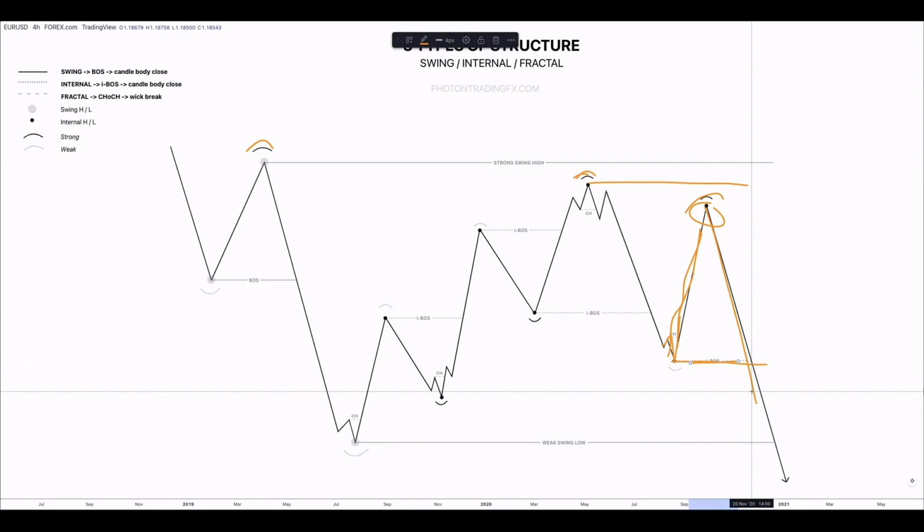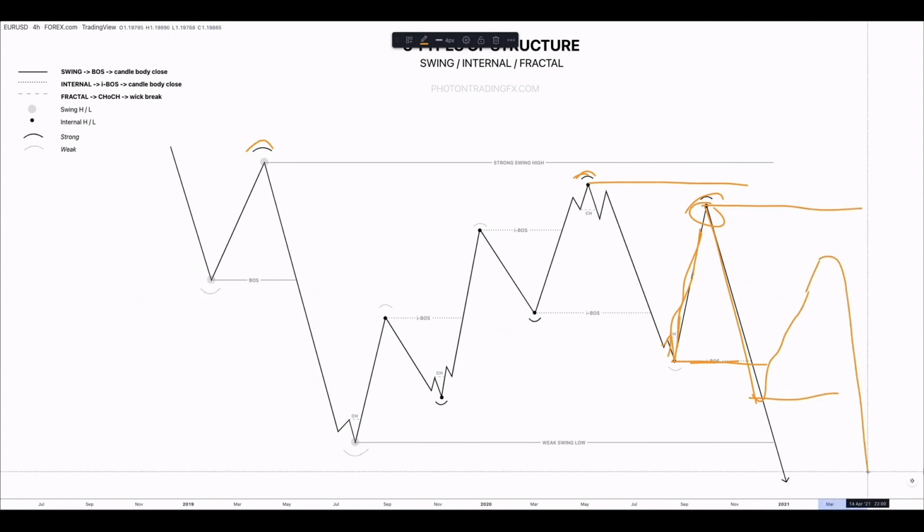Now, when we get this IBOS here, potentially we may get another pullback. But again, this would be our new strong high, because it took out the low. That would be our new range. We wouldn't expect price to trade any higher than here. And then we can get short and target that movement.